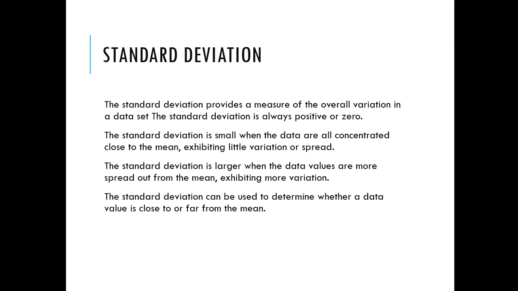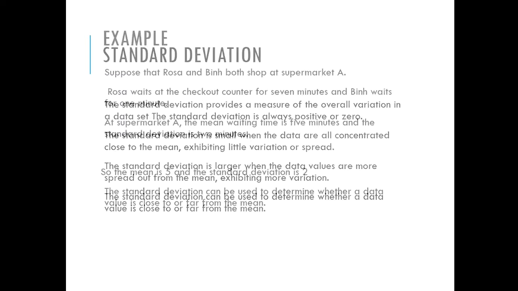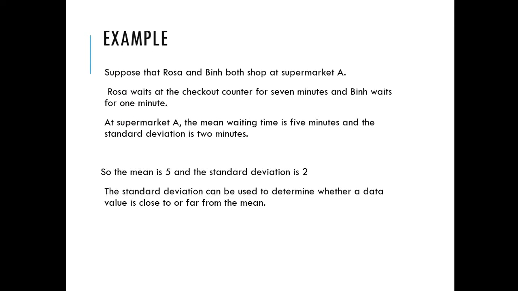The standard deviation is always positive or zero. The standard deviation is small when the data are all concentrated close to the mean, which means there's not a lot of variation in that data set. If your standard deviation is large, that means your data is spread out more. So you can look at it and determine how your data is.